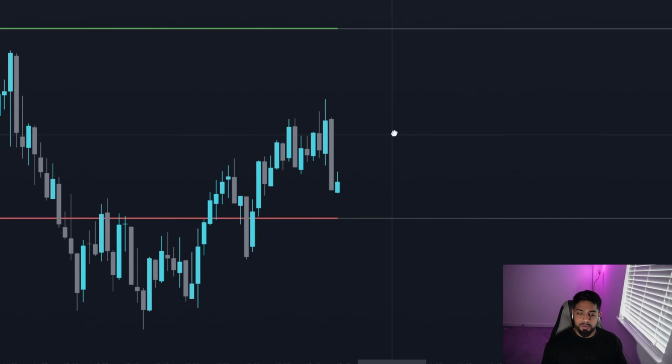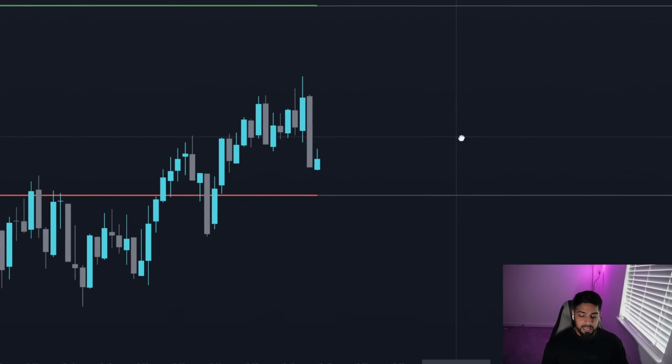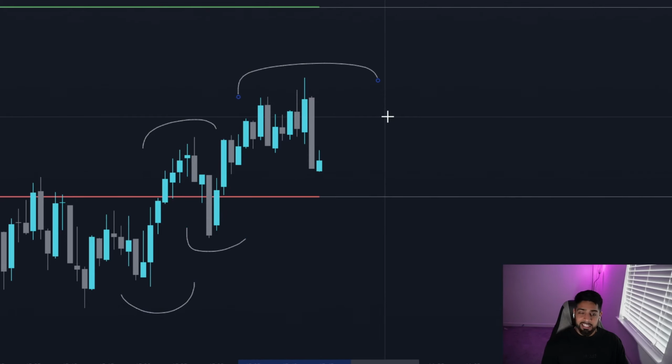Now the reason why we drop down to the lower time frames is because they always tell the story of what's happening on the higher time frames. And as we can see, price is creating a series of higher lows, higher highs, higher lows, higher highs. So when we get that 1-minute market structure shift, that's going to tell us that the markets have shifted from bullish to bearish and that they are looking to go to the downside.